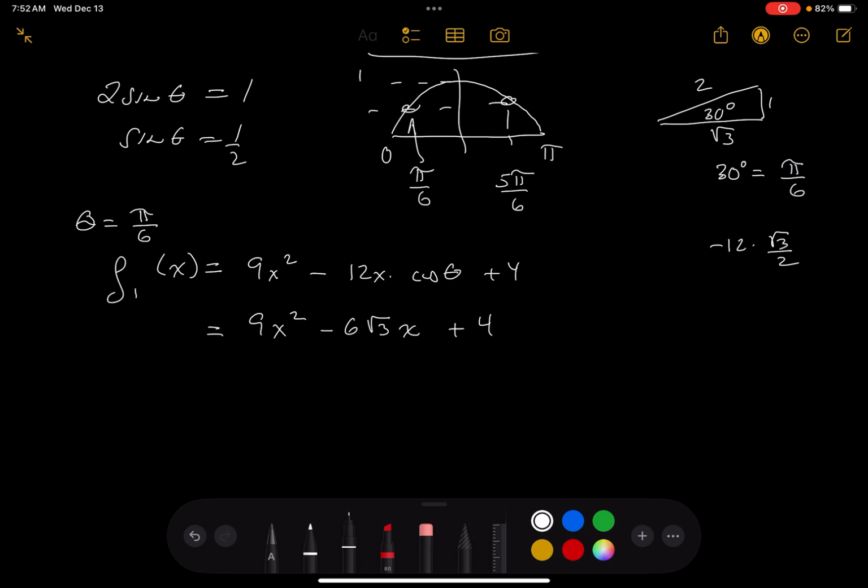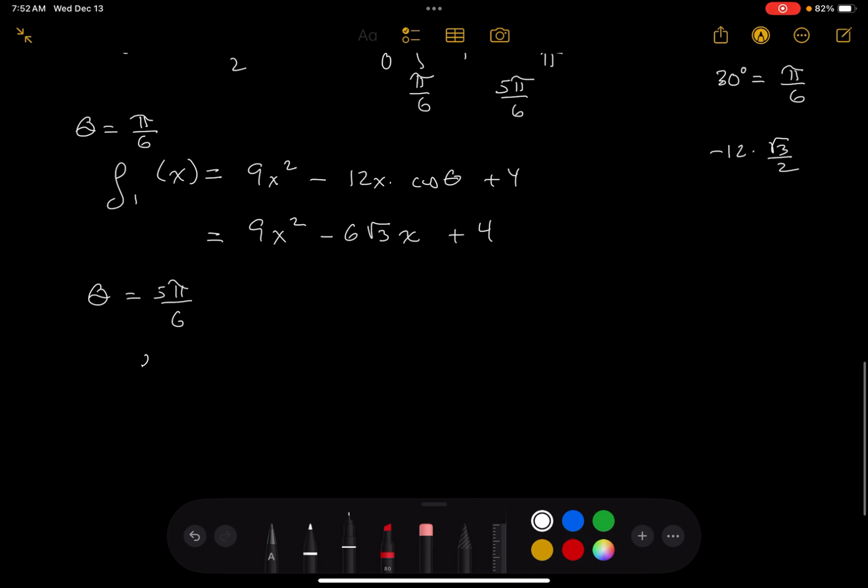All right, and if you did the other one, put down theta equals 5 pi over 6. What's F1 going to equal? Let's write this down for you.